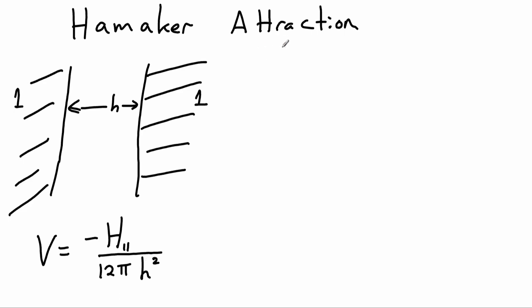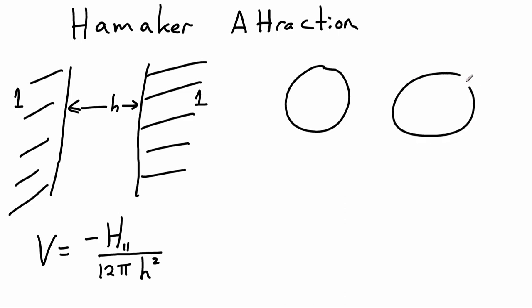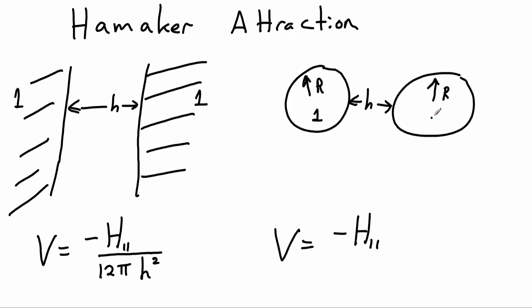The other situation I'll show you is if we have two spherical particles, also separated by a distance h. And notice in both these cases, this is the surface to surface distance. It is not the center to center distance. So if we have two spheres, each of radius r, both made of material 1, then the attraction between them is minus H11, the constant that describes the materials, times the radius, and we divide by 12h.